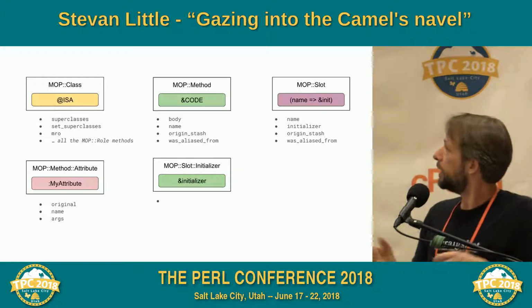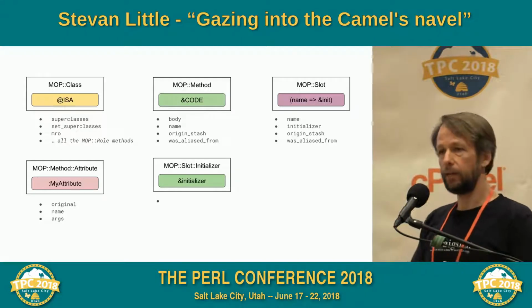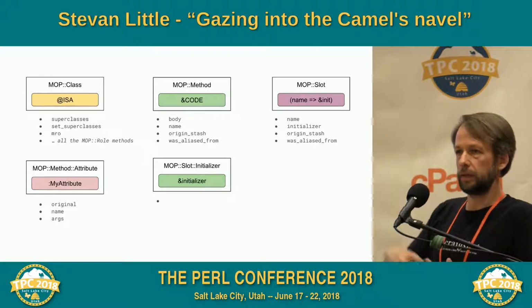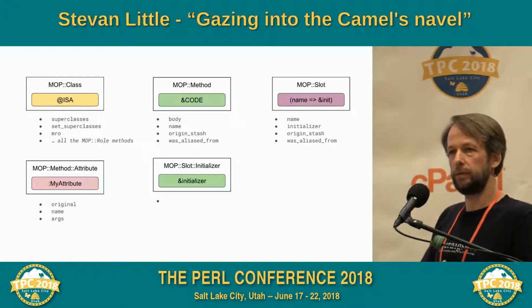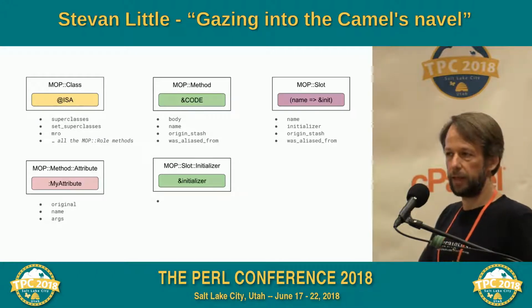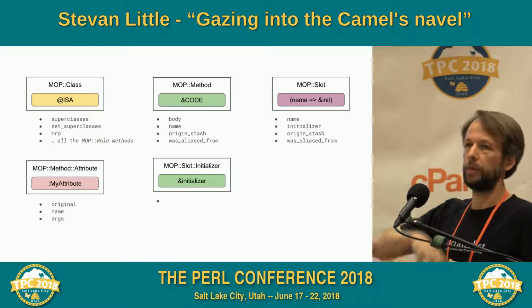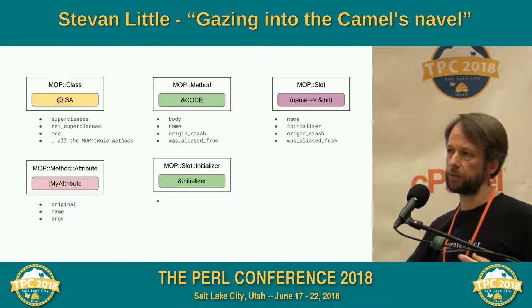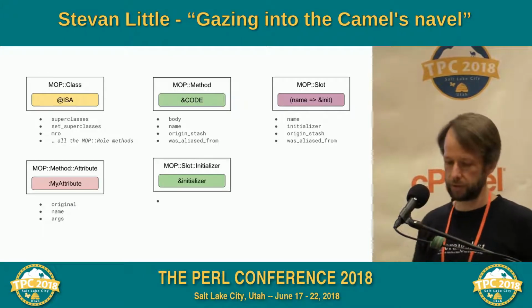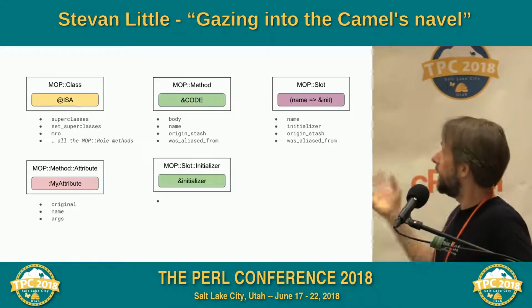Body obviously returns the body. Name will query the CV, the underlying Perl guts, to get the name out of it. It can also tell you the stash that it was originally compiled in, and it can tell you if it was aliased from another stash. So if it's inside your class, but it was aliased from somewhere else, which is what happens during role composition and stuff.